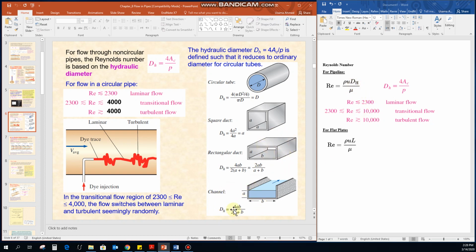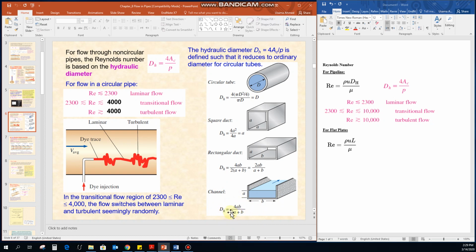The same goes for open channel flow. In this kind of flow, the two sides and the bottom side are in contact with the fluid. So for the wetted perimeter, you can have A plus A, 2A, and the bottom side which is B. And for the area, you can see A multiplied by B, which shows the cross-sectional area. So for channel types of flows, you can calculate the hydraulic diameter this way.